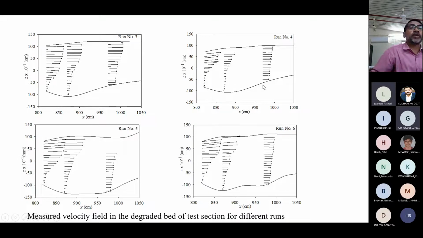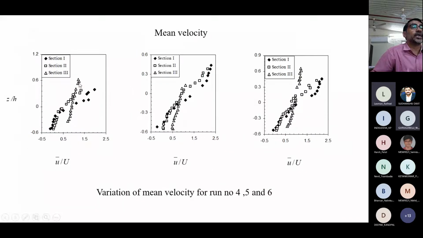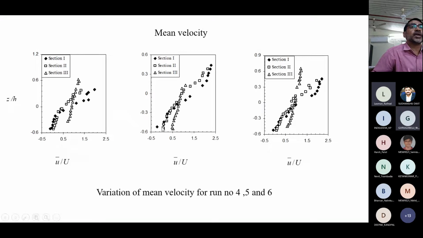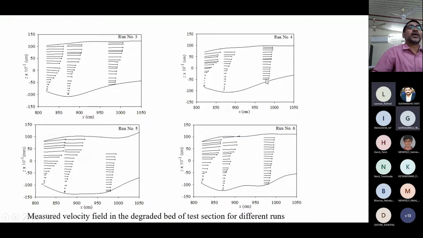But to be very true, this is on the third section. Section 1, section 2, and section 3. To remind you, this was the first section, this is the second section, and this was the third section, very far away from the degraded bed channel. Right? So in the third section, you can see all vectors have a sufficient value of velocity, and that is increasing from near the bed to the top surface.